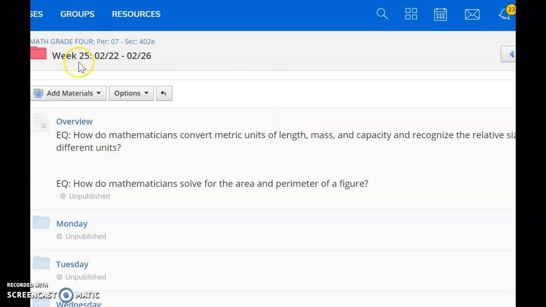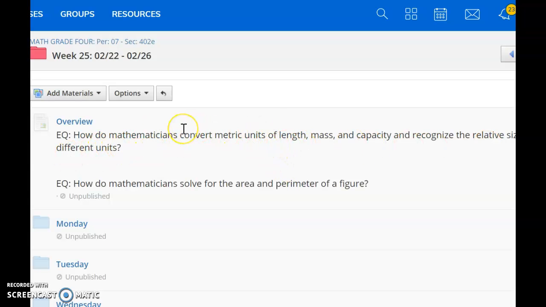And we are on the week of February 22nd through the 26th. And if you would direct your attention right here to the screen, you can see that we have two questions that we are going to focus on this week in math. So we are wrapping up that measurement conversion unit, and we are going to talk about now metric units of length, mass, and capacity. We also need to recognize the difference between those units.